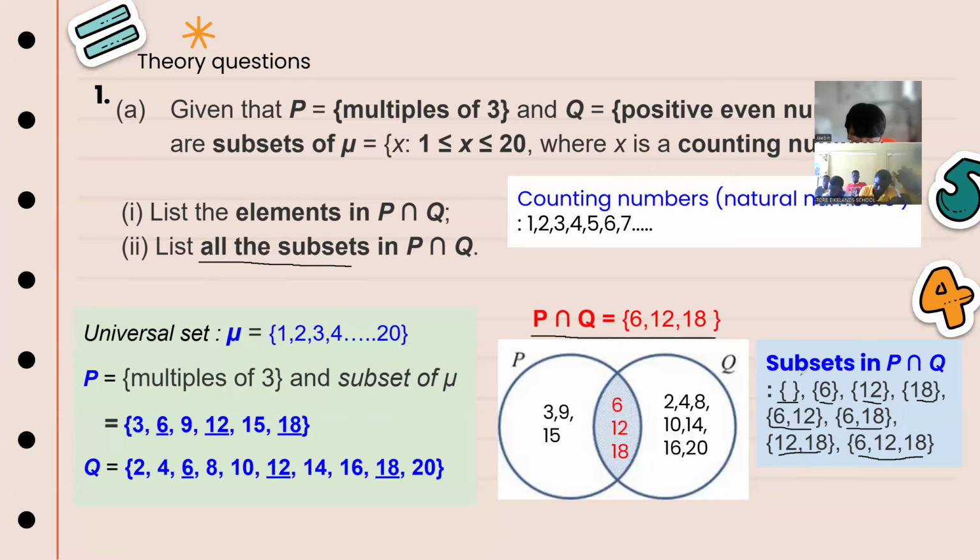So when we're finding the subset, we're finding the set that is within the total set. And all of these sets are possible.